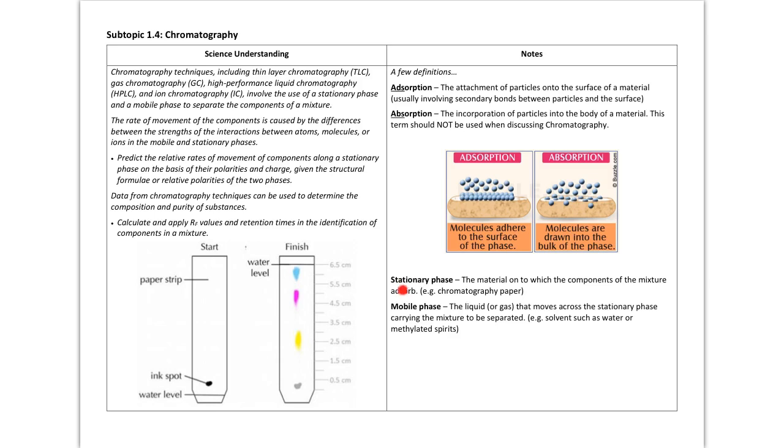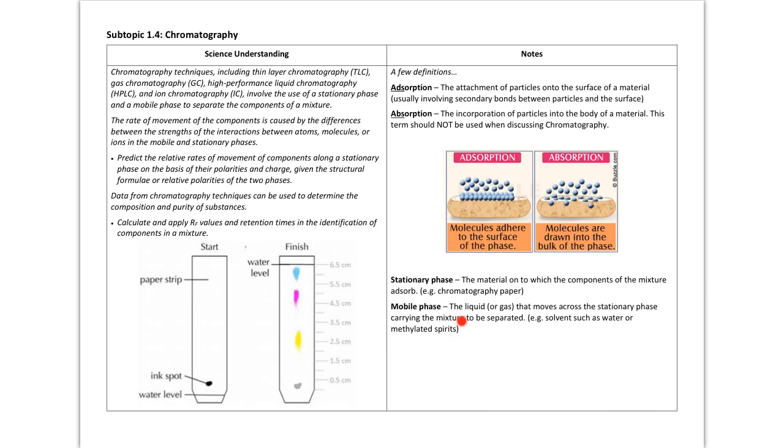A couple of other terms. When we talk about chromatography, we need to talk about the stationary phase. And this is the material onto which components of the mixture adsorb. So where we get the adsorption. I've got an example over here that we did in the lab. That would be the chromatography paper, which was our stationary phase.